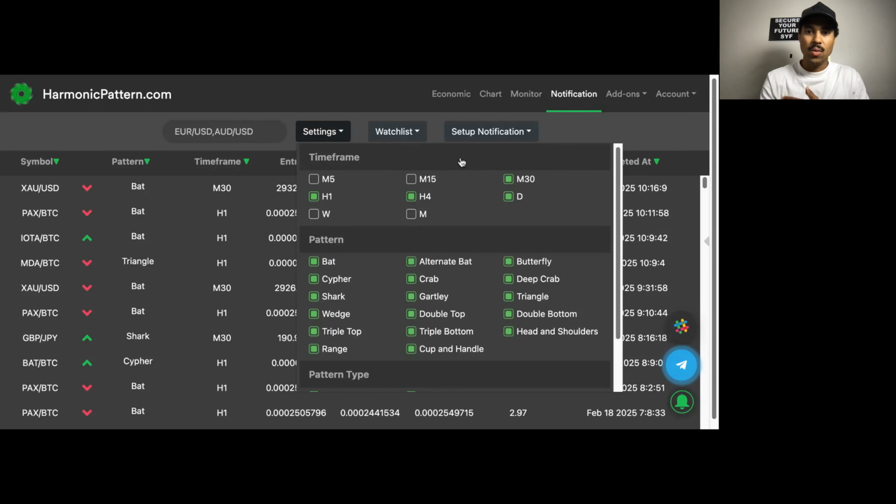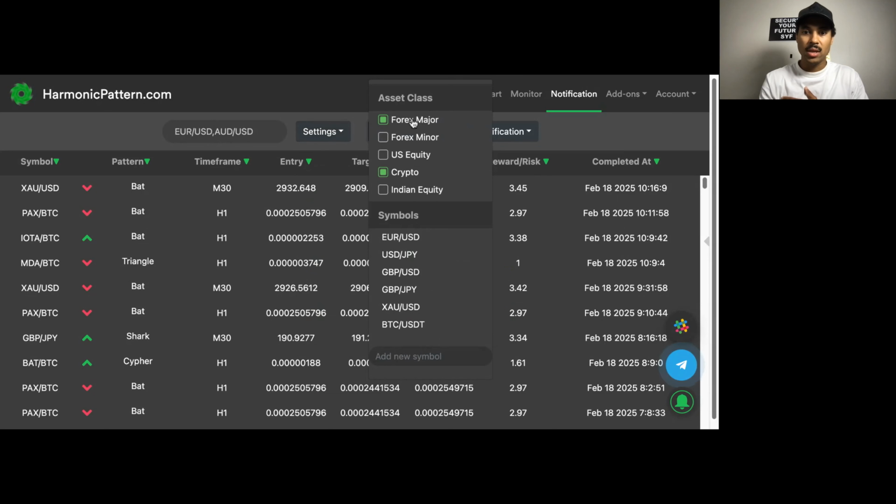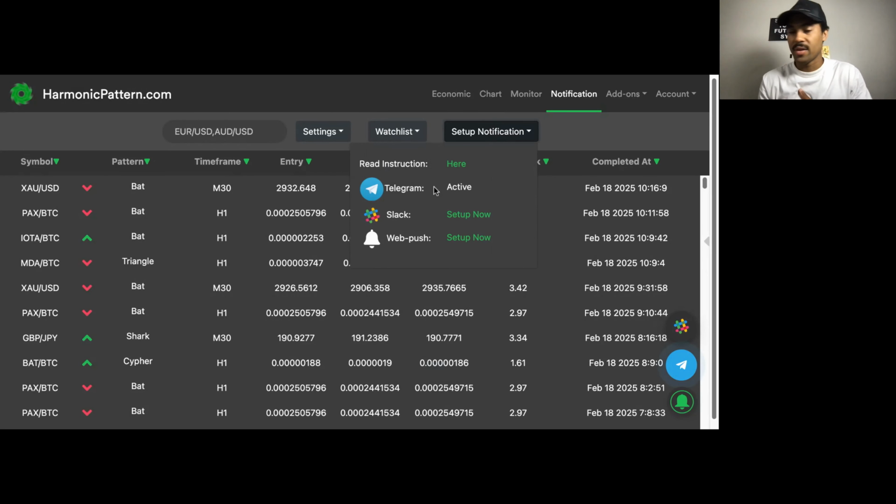I have a watch list. I want Forex majors, cryptos, and some of the other pairs that I like to see in the markup. So you can set it to what you want, and you also get notifications on Telegram. Very, very simple. And it gives you everything.